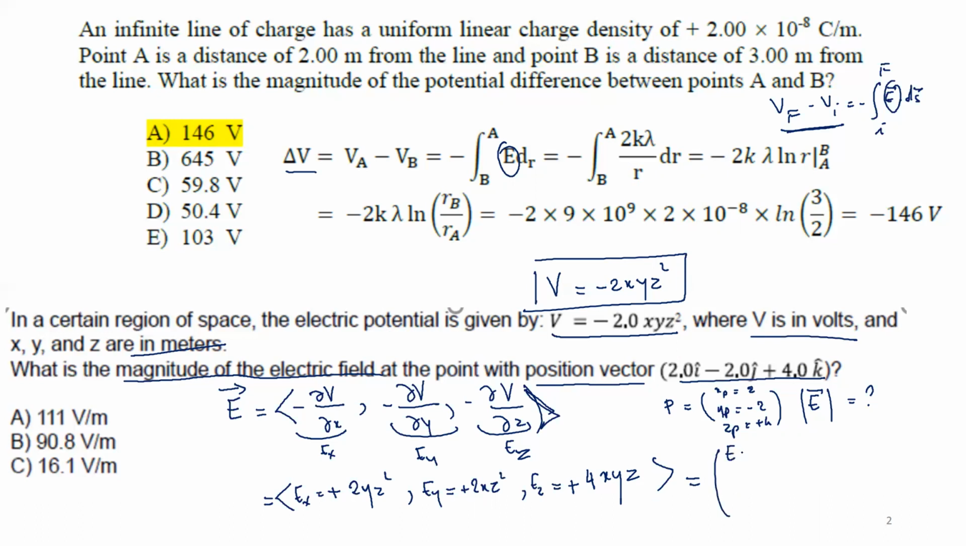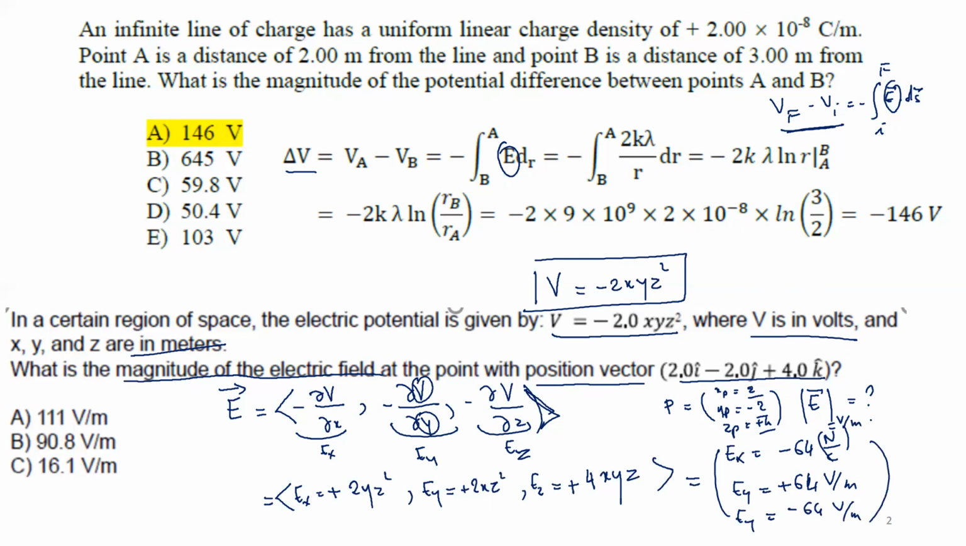Okay, good. Now let's put it this way. For E_X, I'm looking at the electric field at point P, so I replace X, Y, and Z by 2, minus 2, and 4. If I do that, I will get minus 64 Newton per Coulomb or volt per meter, because you remember Newton per Coulomb is also volt per meter. You see this is in volt, this is in meter, so volt per meter. E_Y, you get plus 64 volt per meter, and E_Z, you will get minus 64 volt per meter.